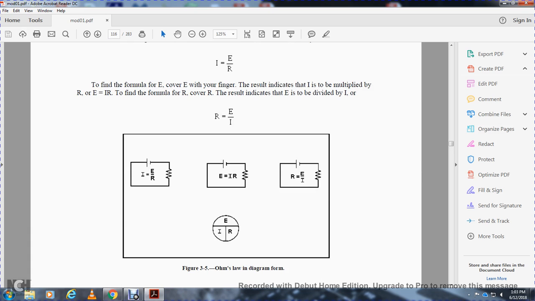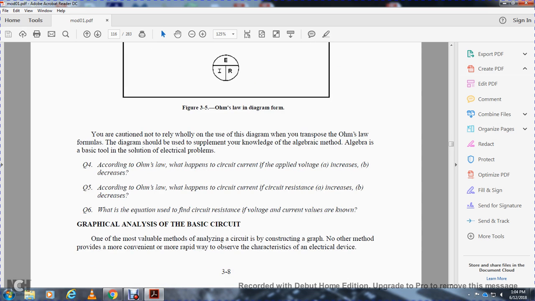So you have your circuit with the Ohm's law diagram shown in the figure. The amps is equal to volts over the resistance or ohms. Your volts is equal to amps times the resistance, and your ohms is equal to volts over amps. This shows the pie chart with an E, an I, and R, respectively. You're cautioned not to rely wholly on the use of the diagram when transposing Ohm's law formulas. The diagram should be used to supplement your knowledge of algebraic math.